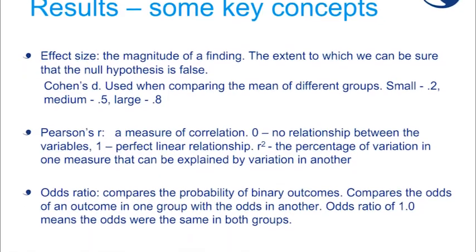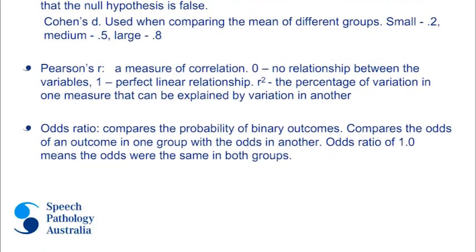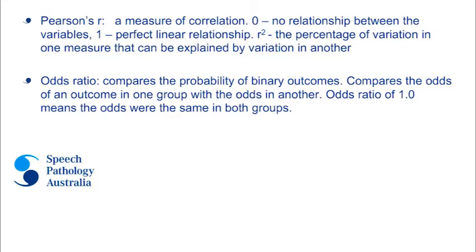In studies that use correlation, Pearson's r will often be reported. Correlation tells you about the relationship between two variables but doesn't imply causality, and it's important to remember this when you're reading the research. A Pearson's r of 0 indicates that there's no relationship at all between the variables, while 1 indicates a perfect linear relationship. You might also see reported the percentage of variation in one measure that can be explained by variation in another.